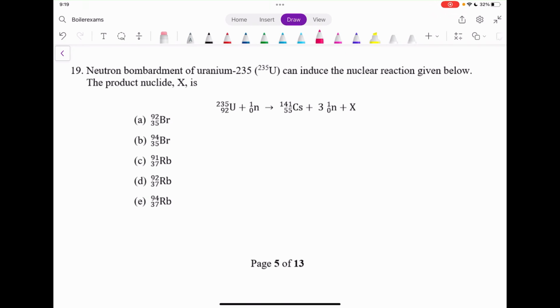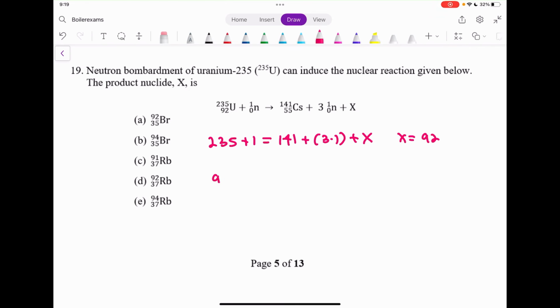19. Neutron bombardment of uranium-235 can induce the nuclear reaction given below. The product nuclide X is... So we just have to balance this whole reaction here. Let's do the top first. 235 plus 1 equals 141 plus 3 times 1 plus X. And let's see, X is going to be 236 minus 144. So X equals 92.